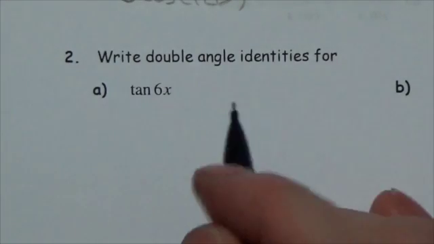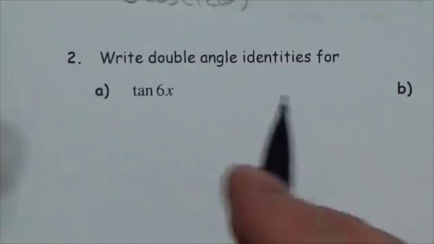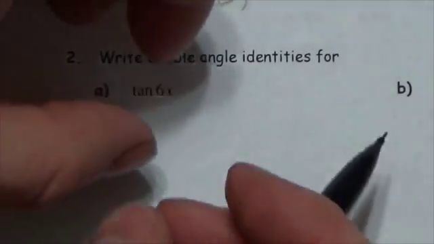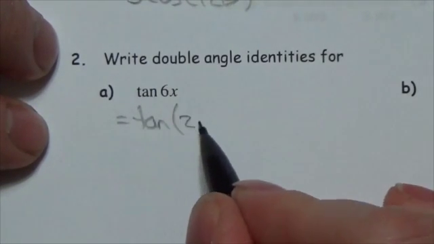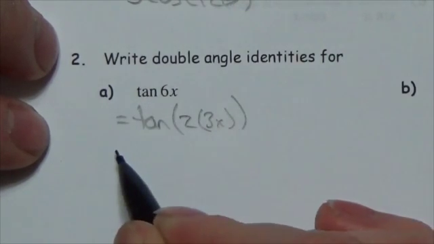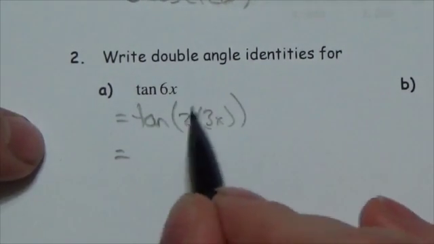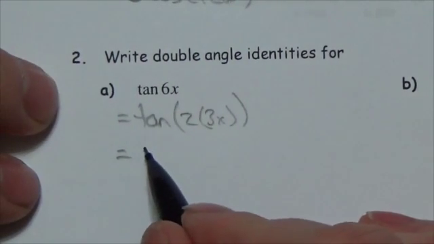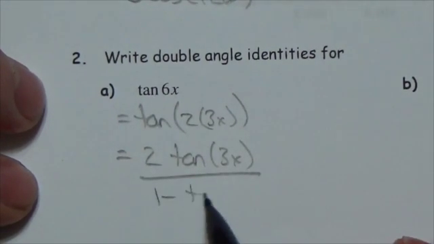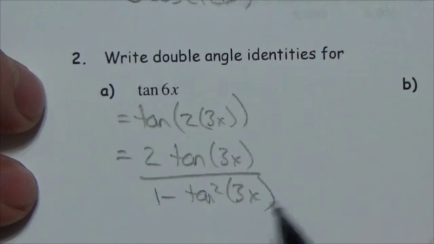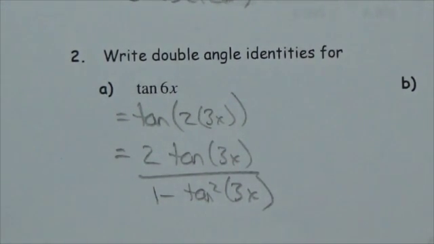Write double angle identities for each of the following. Okay, so when we talk about writing the double angle identities for these things, what I've got to do is look at the argument of these functions and take the 2 out to see what I'm left with. So this, for example, is going to be the tangent of 2 times 3x. And now I'm going to apply the double angle identity to that right there. So this is going to be equal to 2 times the tangent of 3x divided by 1 minus the tangent squared of 3x. That's what they're asking us to do, to look for the expression equivalent to that.